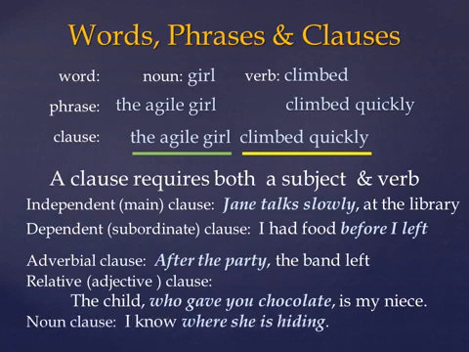Finally, a noun clause is so called because it acts as a noun in the sentence. In this example, I know where she is hiding. The clause where she is hiding acts as the object of the verb to know. It is the thing which is known.